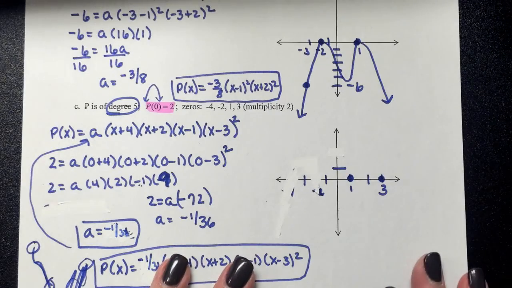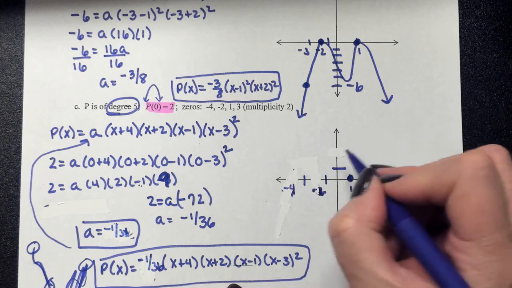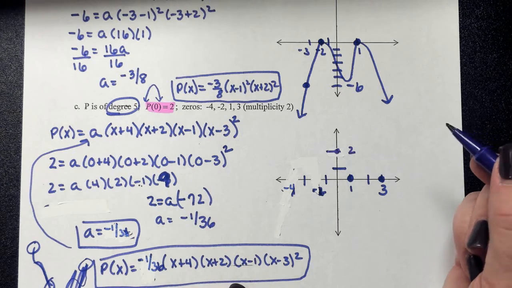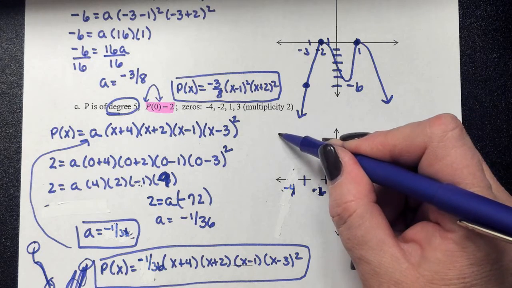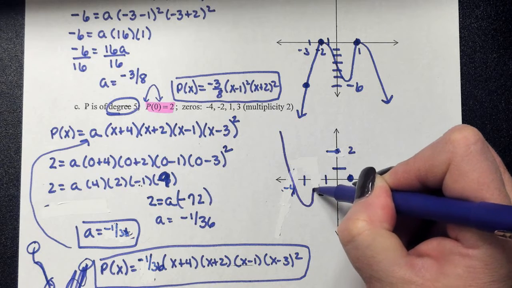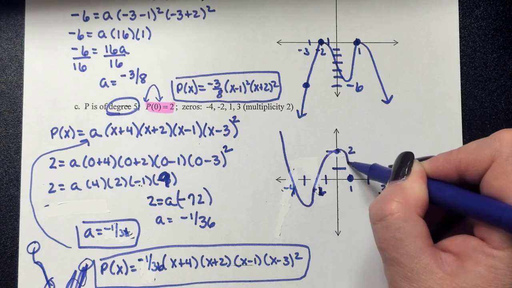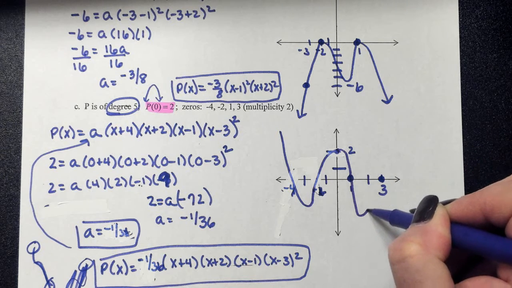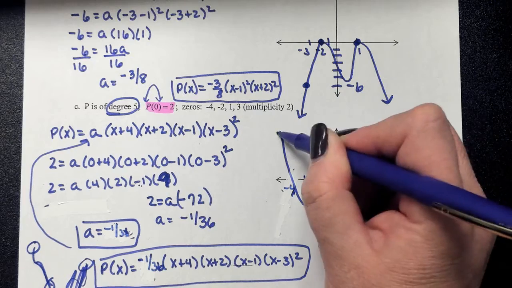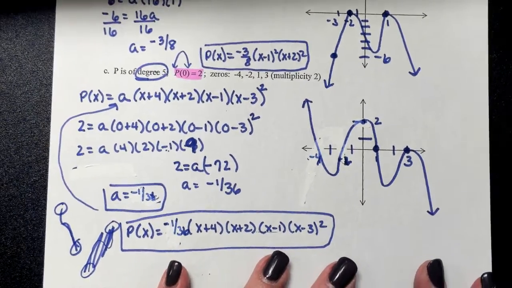So I still have my x-intercepts at -4 and -2. And again, remember, I have to pass through this point 0, 2. But now remember, I'm going to cross at -4, come down, cross at -2, pass through that point 0, 2, cross at 1, come back up, touch at 3, and then turn back down. So that's what this particular polynomial function should look like.